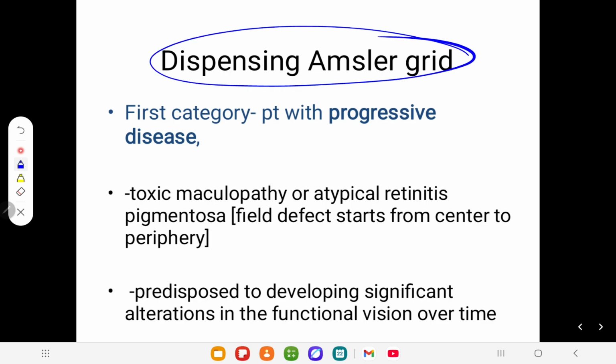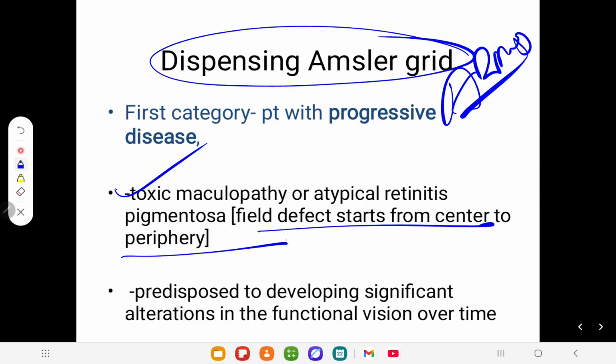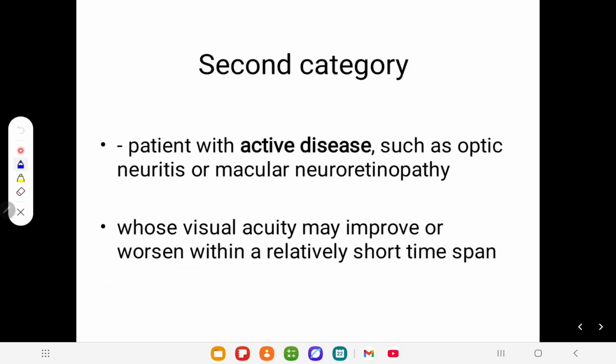So now, how to dispense the Amsler grid? First category, patients with a progressive disease. It's very important. For example, the common one, ARMD, isn't it? So when the patient has a progressive disease, we dispense the Amsler grid. The patient will take the Amsler grid home and test himself. Toxic maculopathy or typical retinitis pigmentosa field defects start from the central, isn't it? In that case the patient is predisposed to develop significant alteration in visual function over time.